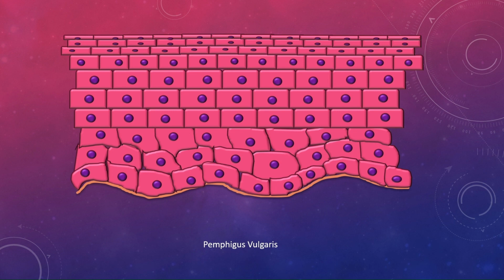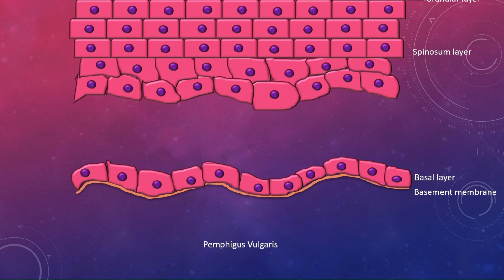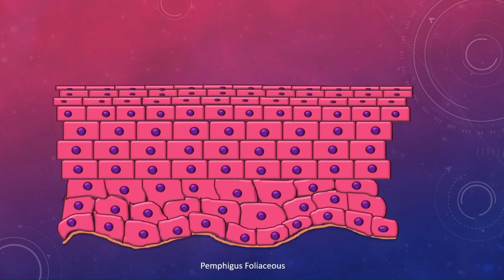So let's see the illustration. In the Pemphigus vulgaris, there is a gap between basal layer and the rest epithelial keratinocytes. So first is basement membrane, then basal layer, spinosum layer, granular layer and corneal layer. These all are the layers of the skin. So in vulgaris, there is a gap between basal layer and all rest epithelial layers.